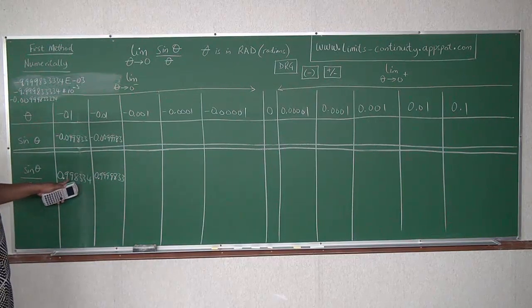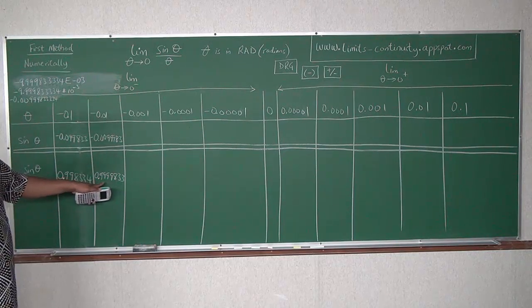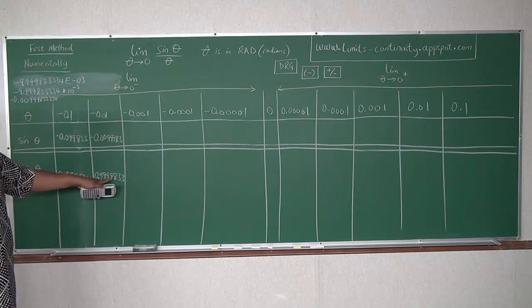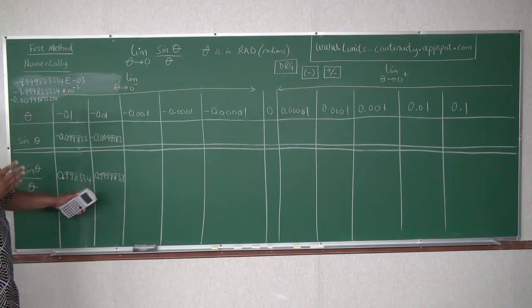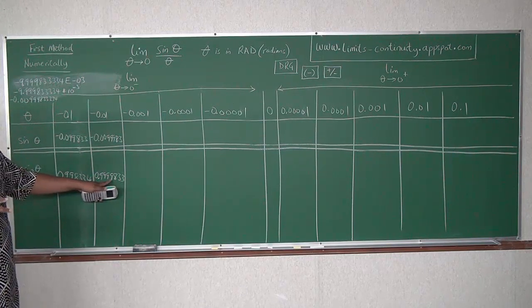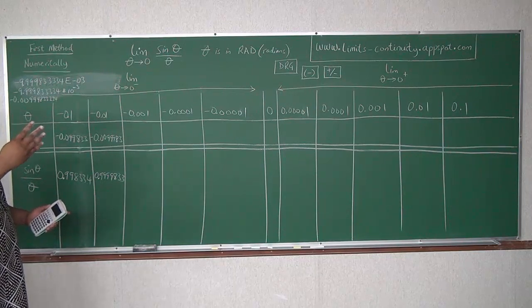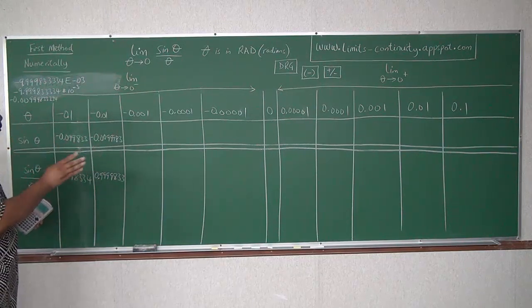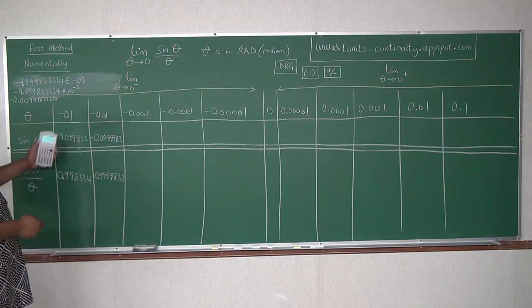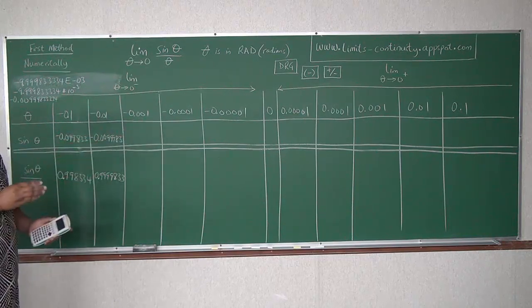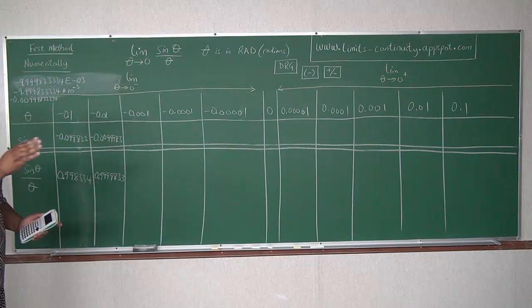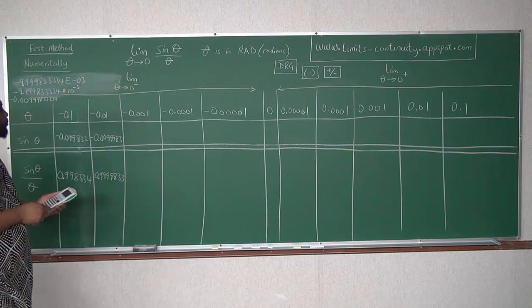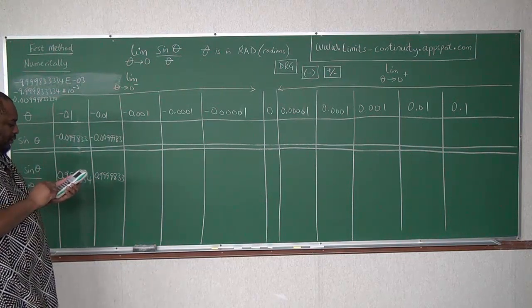See, this is 0.998. This is 4 nines, 0.9999. So this is 2 nines, this is 4 nines. Kind of gives you an idea where it's going as it approaches 0 from the left. Okay, we do the next one.